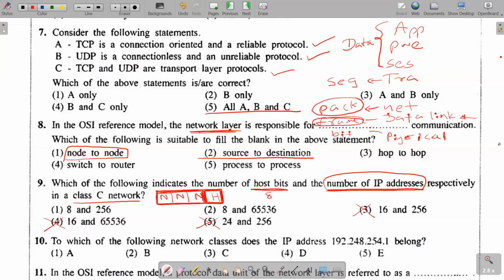So host has 8 bits. So number of IP addresses are going to be 2 to the power 8, which means 256. So this includes what? Network address, broadcast, and the usable IP range, which is in between the network and the broadcast, right? So 256. Which is going to give you the first answer as the correct answer.